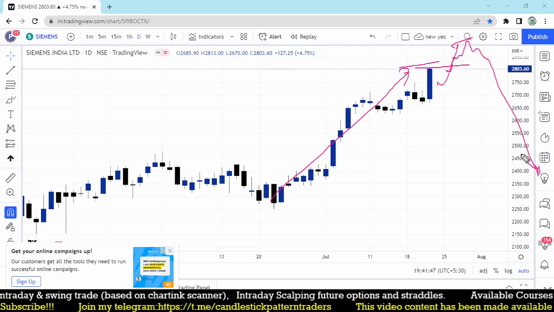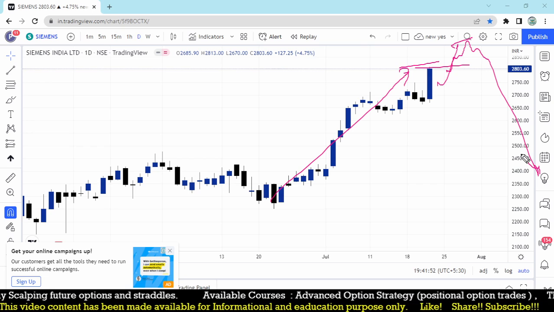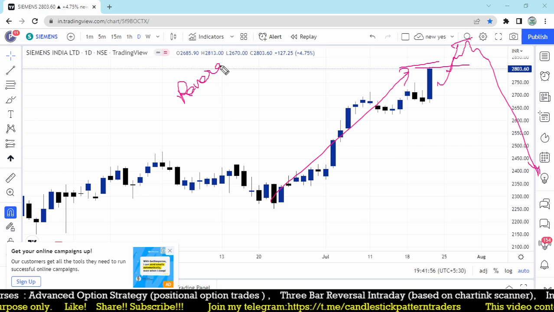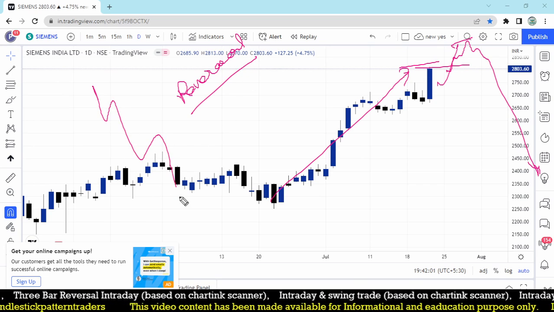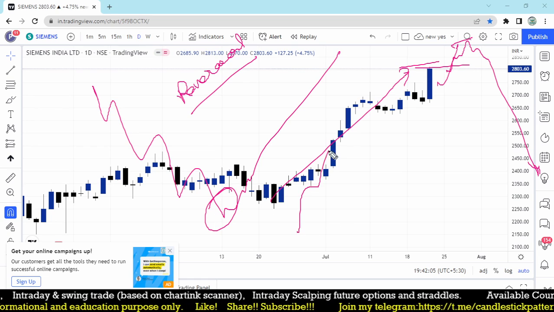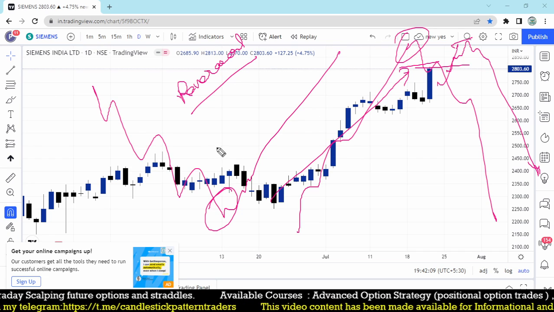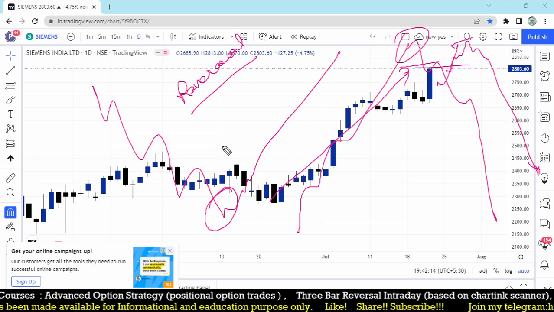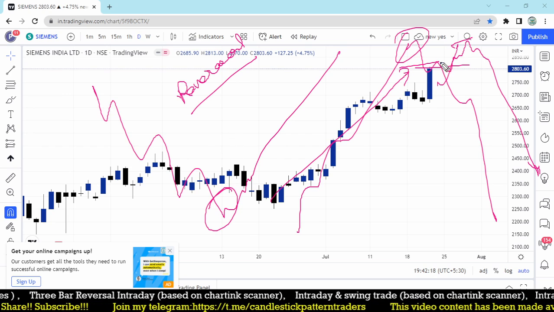So using that 3-bar reversal, what we are planning is mainly the reversal trade. What is meant by the reversal trade? When the trend is down, I am expecting a bullish reversal. When the trend is up, I am expecting a bearish reversal. The main key where I am using this 3-bar reversal is for a bullish and bearish reversal at the bottom or at the topmost level. So this is the topmost level.